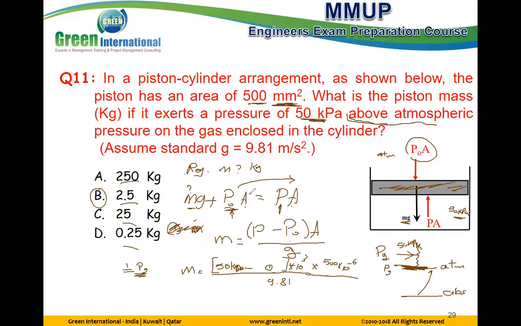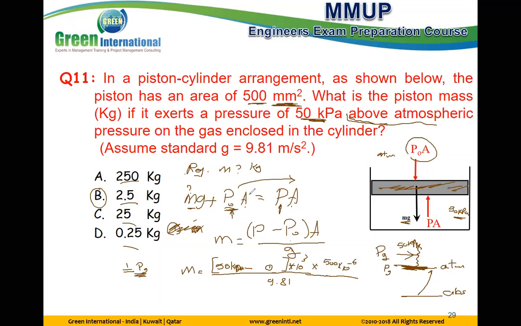Why? Because for the first one, P, it is mentioned in the question that this P is measured above atmospheric. It means it is gauge pressure, not absolute. But for the P naught value, 100 kilopascal or 1 bar or 1 atmosphere, this is absolute pressure. So these two pressures should be measured from the same datum. Use both as gauge or use both as absolute.